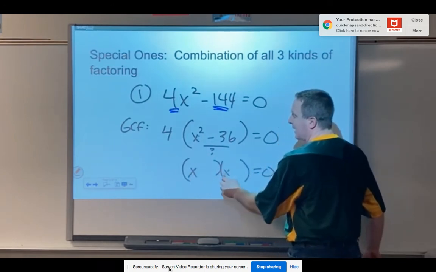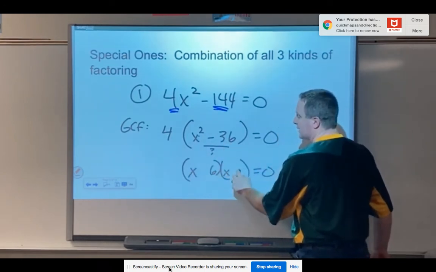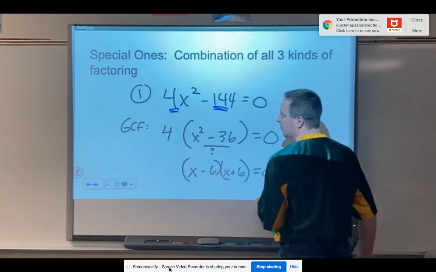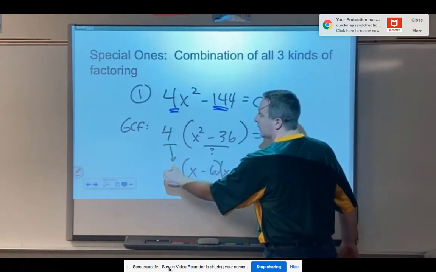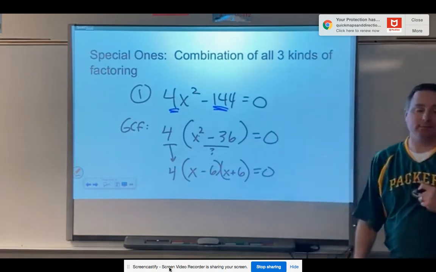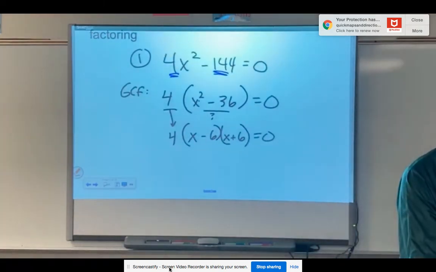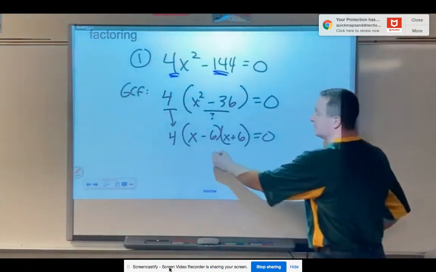X squared is x and x. 36 is 6 and 6. 1 is plus and 1 is minus. What happens with this 4 then out in front? The 4 just comes along for the ride. Okay? And if I wanted to solve it, it has two solutions here.